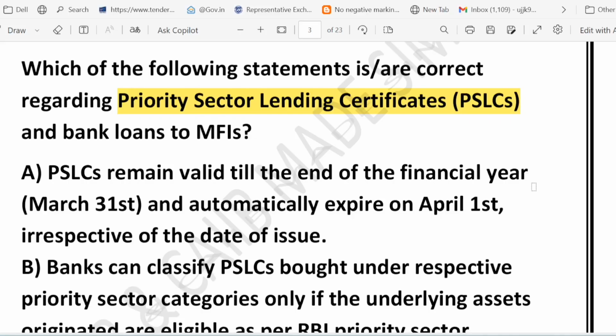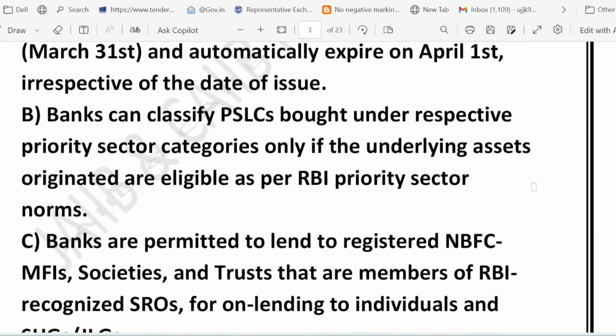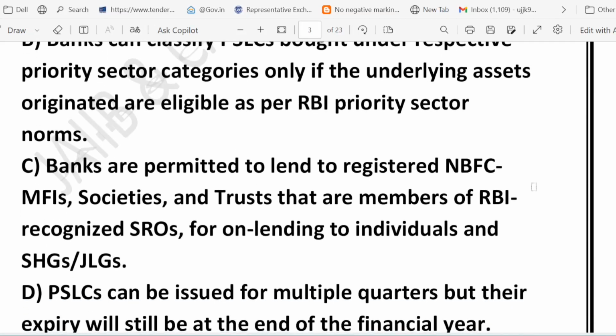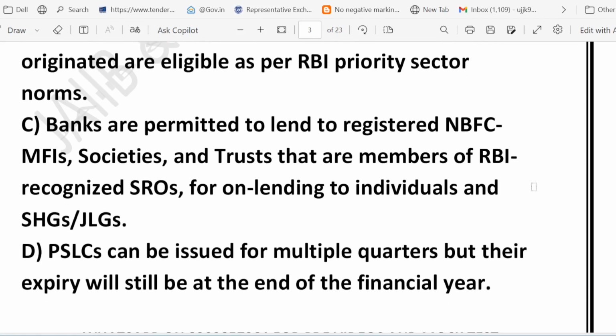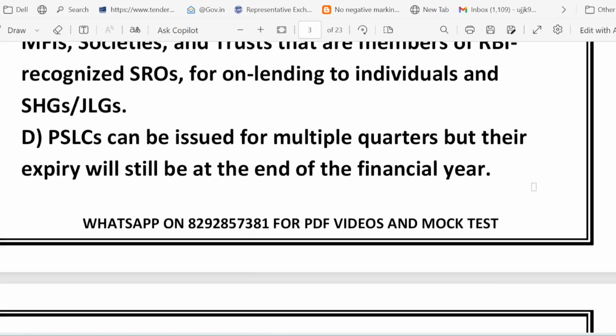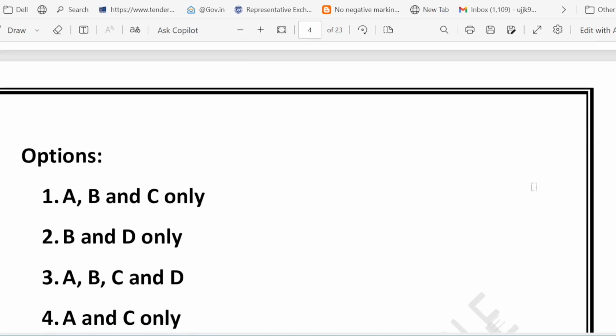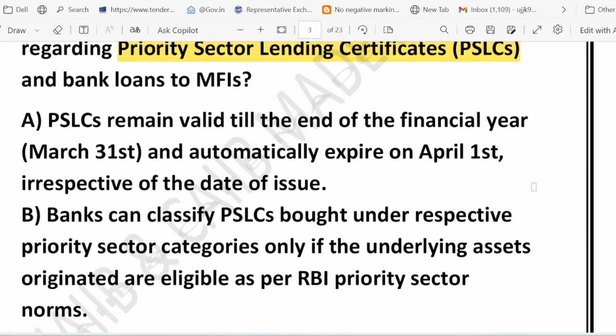Option A says that PSLC remains valid till 31st March and expires on April 1st. Option B says that the bank can classify PSLC only if the underlying loans are eligible under the RBI priority sector norms. Option C says that the bank can lend to registered NBFC MFI, societies, trusts for on-lending to individuals, SHG and JLG. Option D says that PSLC may be issued for multiple quarters but expiry is still the end of the financial year. Answer choices are A, B and C; B and D; A, B, C and D; and A and C only. Very good question.